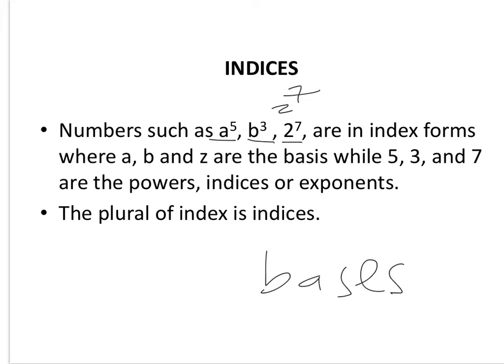So A is the base and 5 is the power. B is the base and 3 is the power. Z is the base, this is Z. Z is the base and 7 is the power. The plural of index is indices.